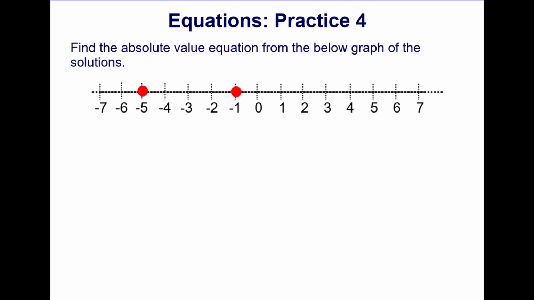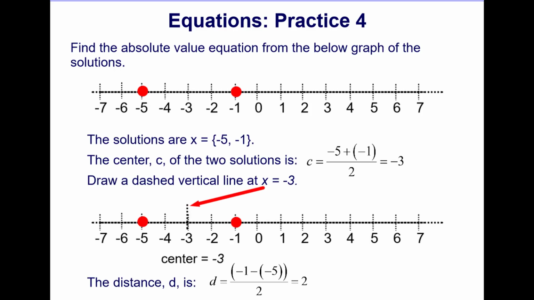Our fourth practice problem is this. Find the absolute value equation from the graph below of the solutions x is equal to -5 and x is equal to -1. The solutions are x is equal to -5 or -1. The center C of the solutions is given by finding the average. So we take the average of -5 plus -1 divided by 2, and we find out that our center is at -3. Draw a vertical dashed line at x is equal to -3. So the center is at -3.